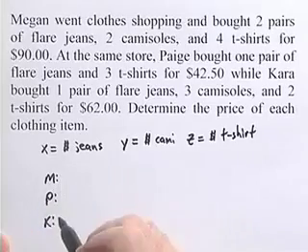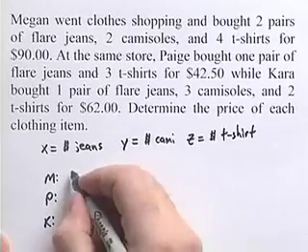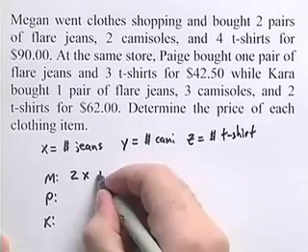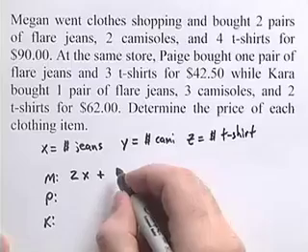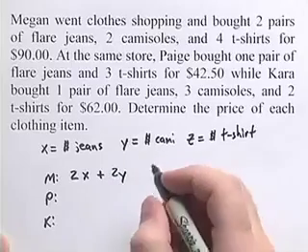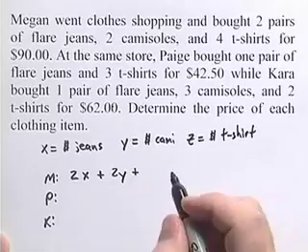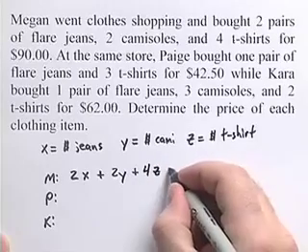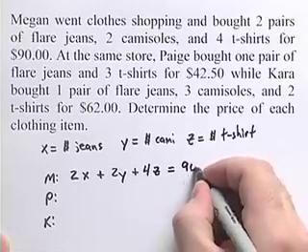We know that Megan bought 2 pairs of flare jeans, so she spent $2x on flare jeans, plus she bought 2 camis, so she spent $2y on camis, plus she bought 4 t-shirts, so she spent $4z on t-shirts, for a total of $90.